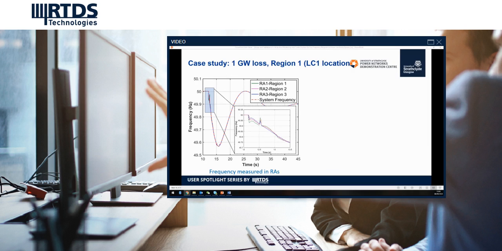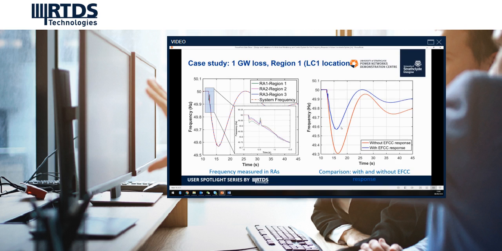When the event happens, the region where the event happens will have a faster frequency deviation at the initial period, and that will increase the initial angle separation of the system. And what the control action is trying to do here is push the frequency together so as to reduce the stress of the angle separation.